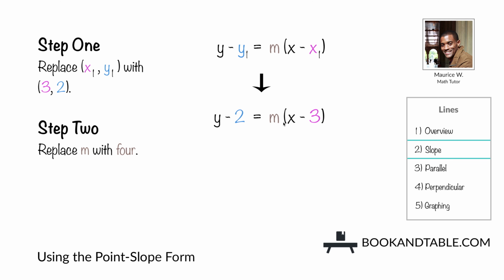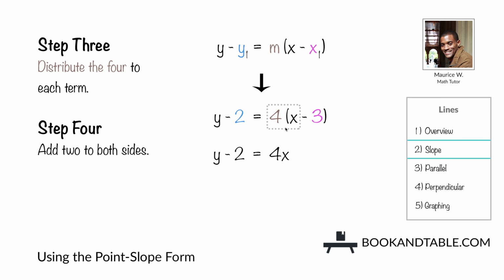And now step 2, you replace m with 4. So now we've successfully plugged in our point and our slope into the point slope form. And now you want to isolate y on one side so that you have this equation in y is equal to mx plus b form. But before we isolate the y, we must first distribute this 4. So step 3, distribute the 4 to each term. So you multiply the 4 times the x and the 4 times the negative 3. Since this is in a set of parentheses beside the 4, we're multiplying them.